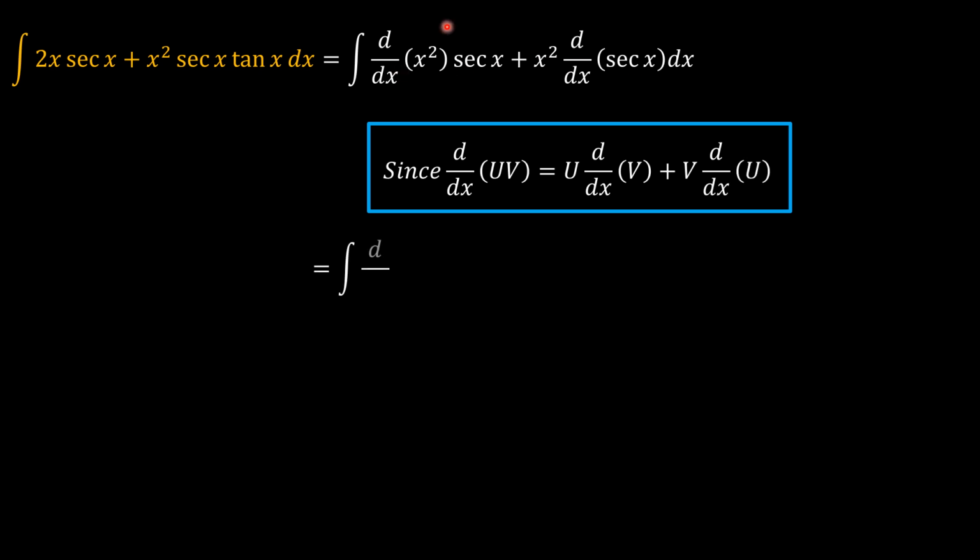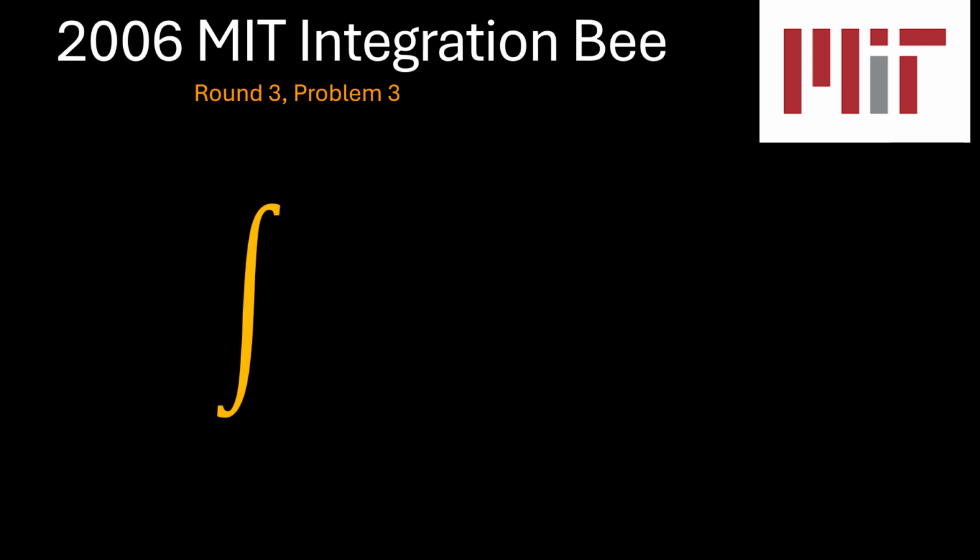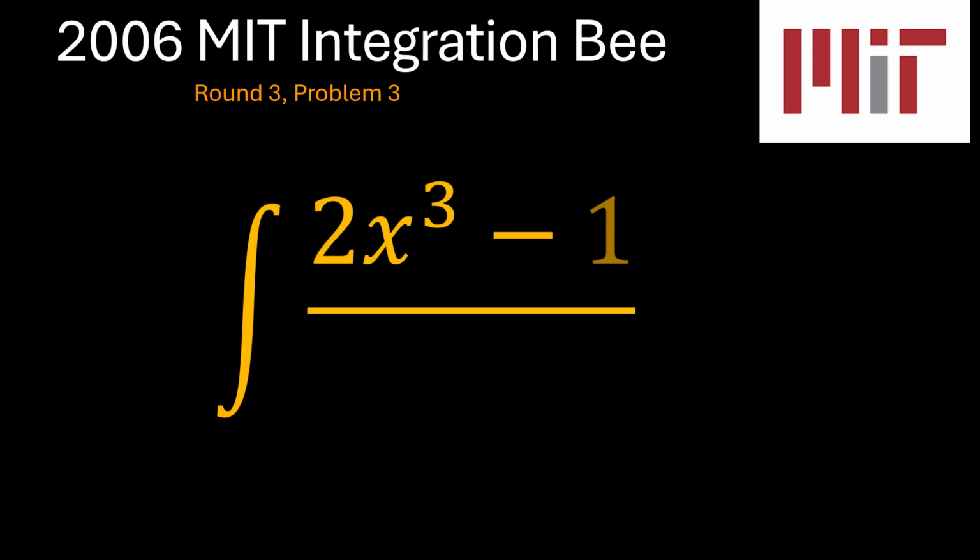So what this integral becomes is the integral of the derivative of x squared times secant x. That quickly tells us that since the integral is the antiderivative of a function and we have a derivative in there, the integral negates the derivative, and so the function remains. So we have x squared times secant x plus obviously an integration constant c, and that was the answer that was required.